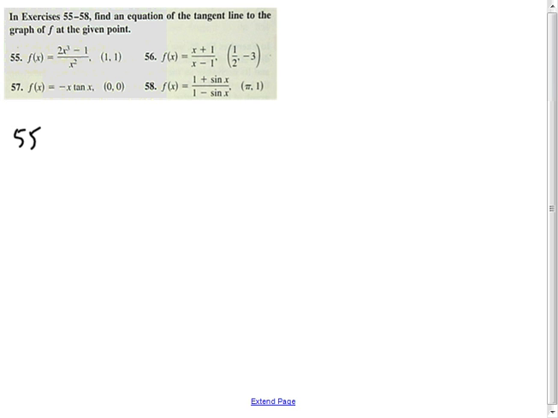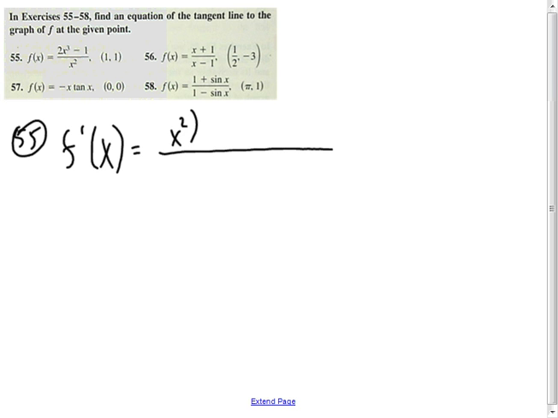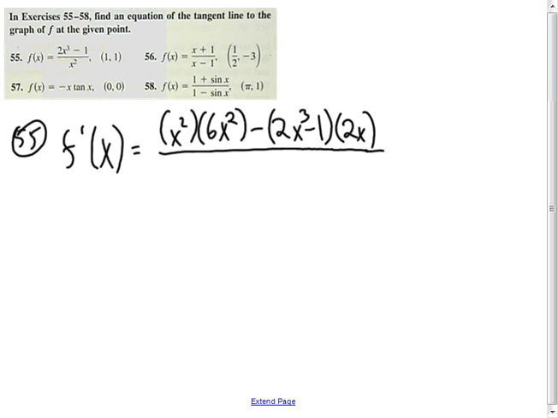So the first thing I want to do on number 55 is find the derivative of that function. And we know that this is a quotient in number 55, so I'm going to need to apply the quotient rule to find that derivative. So I'm going to say low d high, the derivative of that numerator is 6x squared, minus high, 2x cubed minus 1. D low, the derivative of that denominator is 2x, and that's over the denominator squared.